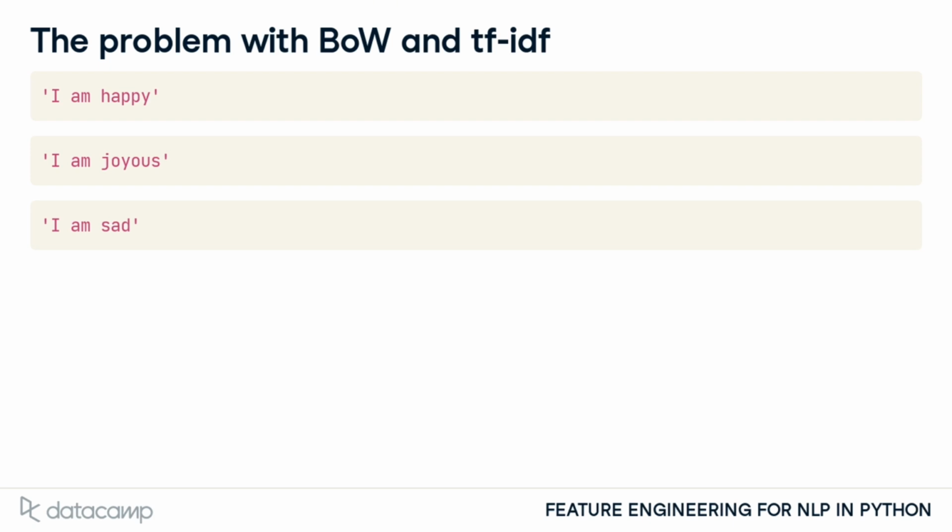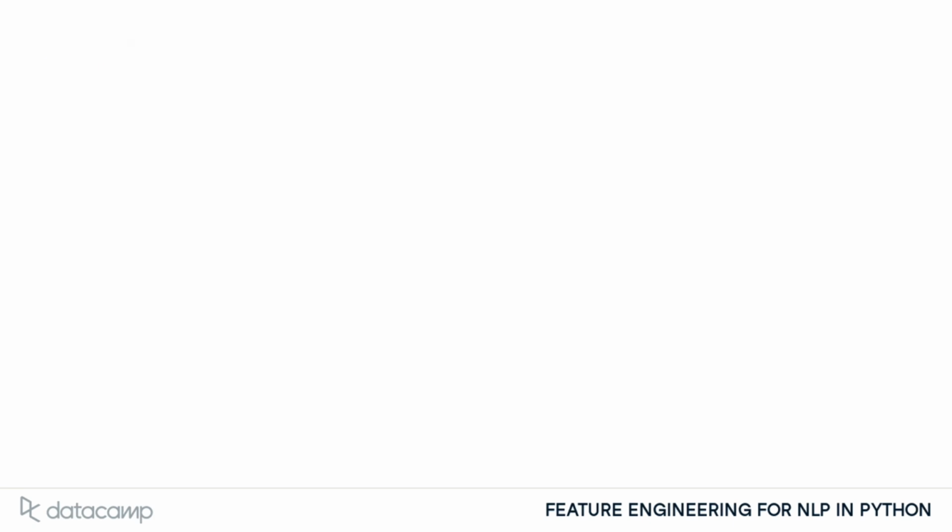This is because happy, joyous, and sad are considered to be completely different words. However, we know that happy and joyous are more similar to each other than sad. This is something that the vectorization techniques we've covered so far simply cannot capture.